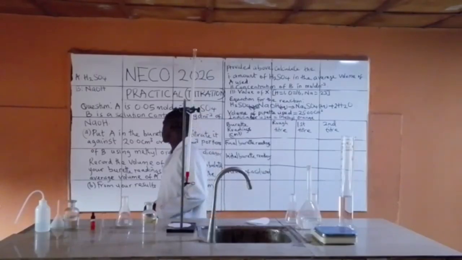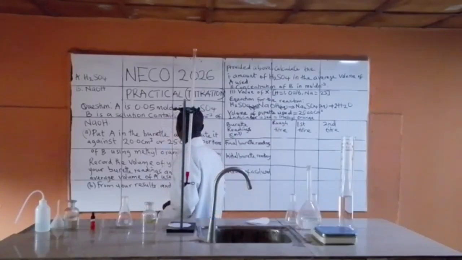This question is given as a guide. A is 0.05 mol per dm³ H2SO4. B is a solution containing X gram per dm³ of NaOH. Put A in the burette and titrate it against 20.0 cm³ or 25.00 cm³ portions of B using methyl orange as indicator. Record the volume of your pipette.